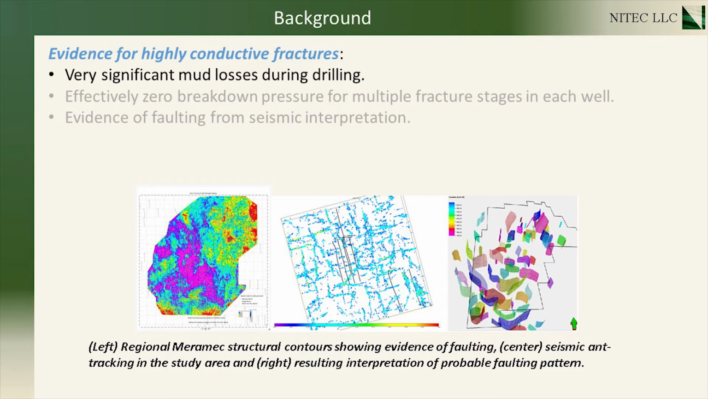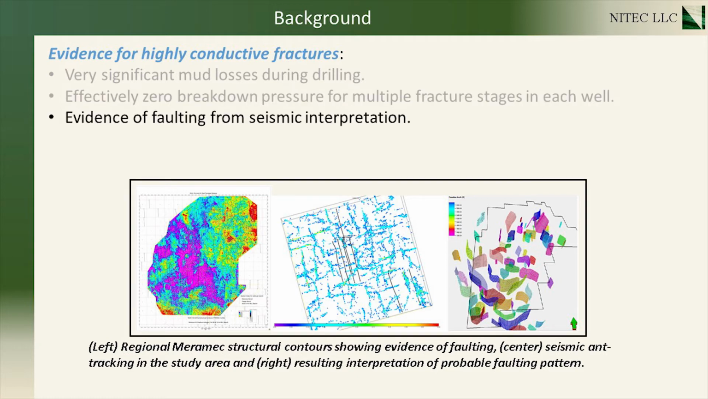In this specific area of the stack, it was noted during drilling that there were significant mud losses. During hydraulic fracturing of these wells, it was noted that there was effectively zero breakdown pressure for multiple stages in each well. And finally, there was significant evidence of faulting from the seismic interpretation of this area. The geological model predicts faults crisscrossing the area and places specific faults intersecting these wells in particular.